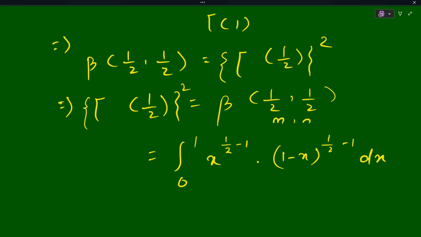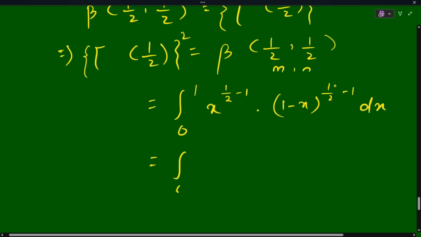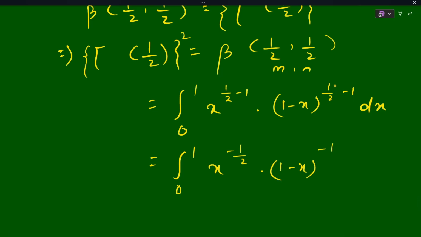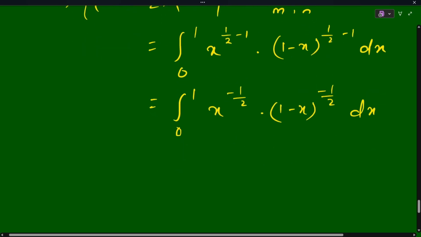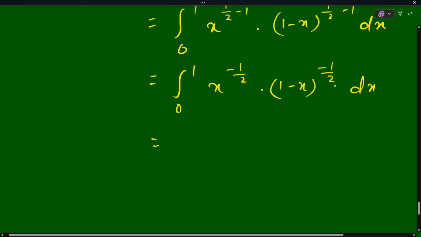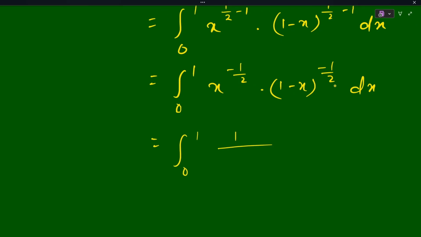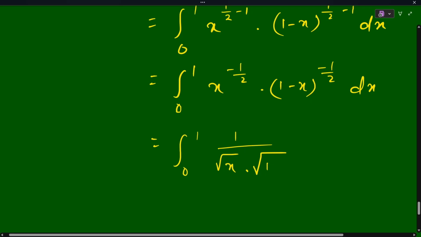Now see, this one is 0 to 1, this is x to the power minus half, and this term is 1 minus x to the power minus half dx. So both the terms are in negative, so I will take this to the denominator side. Okay, so this term would be 1 by root x, and this term is also in root over. Okay, so how this thing happened, let's see a little bit.